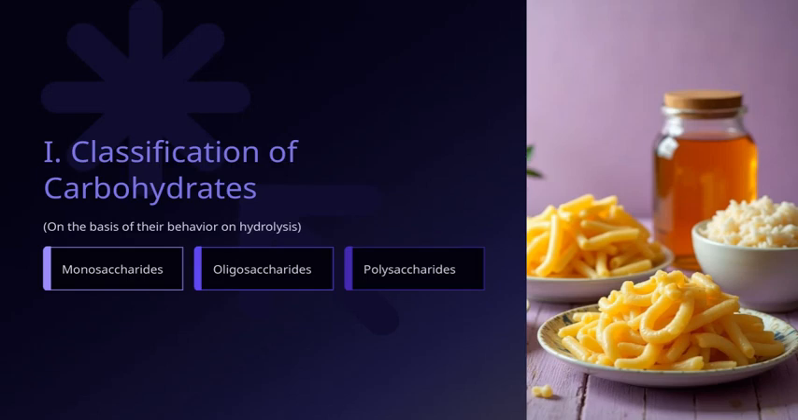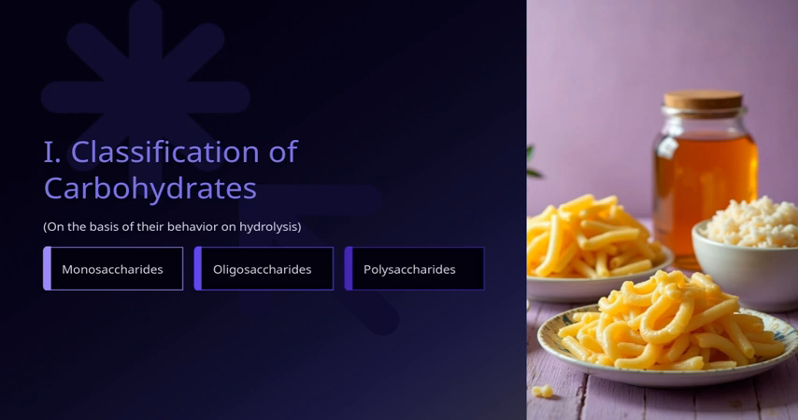Let's take a closer look at how carbohydrates are classified based on their behavior during hydrolysis. On this slide, we see three main categories: polysaccharides, oligosaccharides, and monosaccharides. Polysaccharides are large, complex carbohydrates made up of many sugar units linked together. Think of them as the long chains or networks, like starch or cellulose, which are important energy sources and structural components. Oligosaccharides are shorter chains, typically composed of a few sugar units, say 3 to 10.